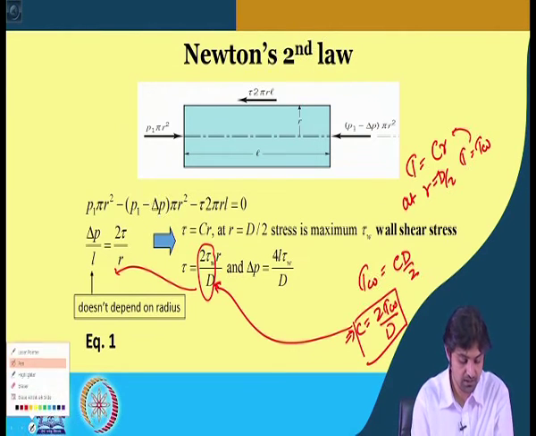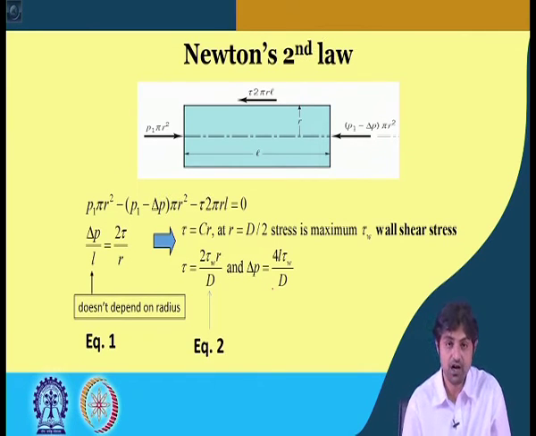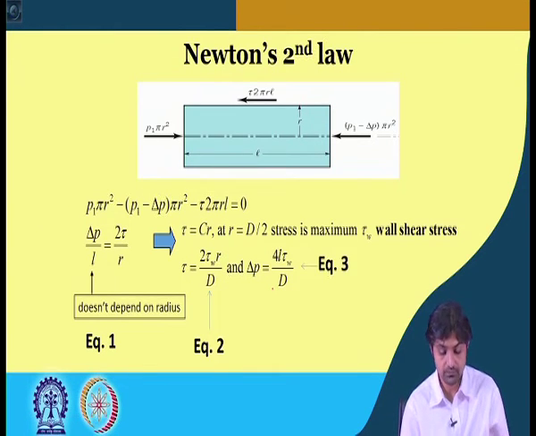So these are some of the important results to remember. This tau is equal to 2 tau W r by D is equation number 2. As you can see, tau is a function of r, and this pressure drop per unit length is constant as 4 tau W by D. All right.